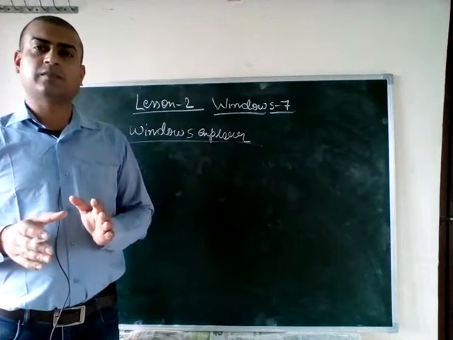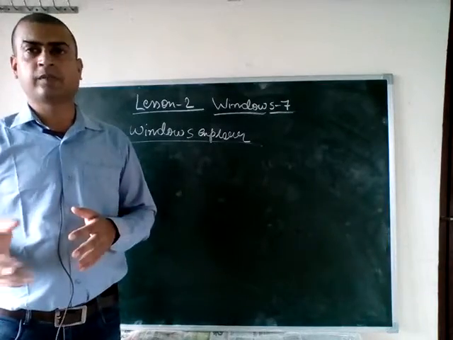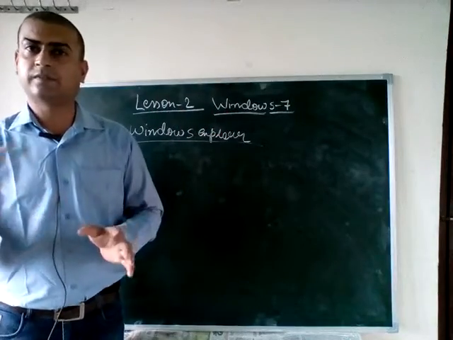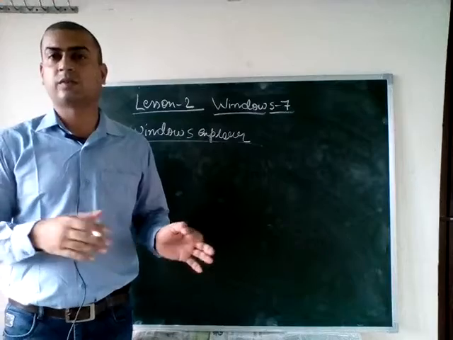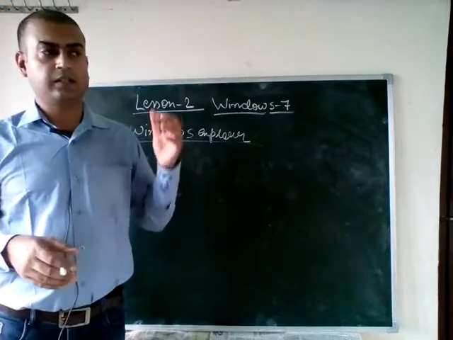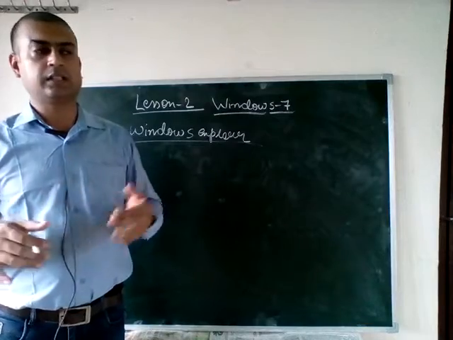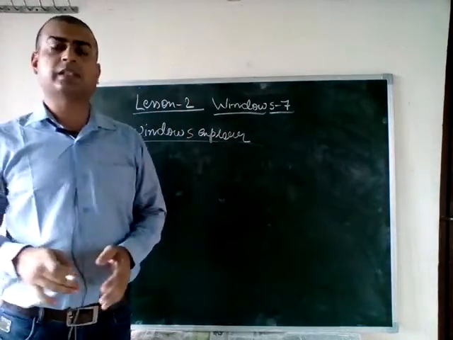Your computer system will be shown to you in two panes, left and right. In the left pane it will show the drives, and in the right pane it will display the content of the drive. For example, if the D drive contains 10 files or 10 folders, then when you click on D drive, all the 10 folders will be displayed to you.